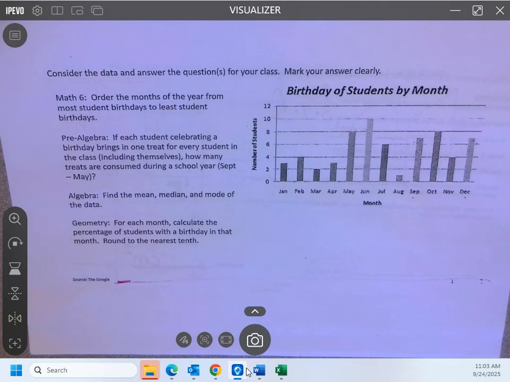Michael, could you put them just next to each other? Yes. Yep.